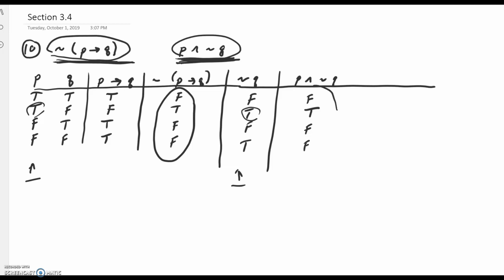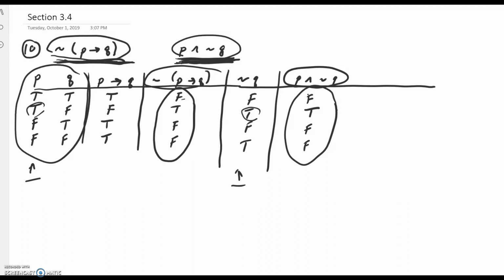Now we look at this compound statement and this compound statement, and we compare them row by row: false, false, true, true, false, false, false, false. So they're equivalent in terms of their truthfulness based on the truth values of P and Q. And so we call these equivalent. If even one of these didn't match, they would not be equivalent, but these are equivalent.